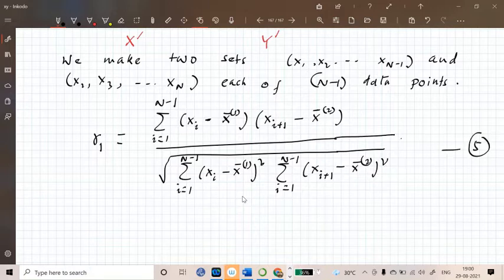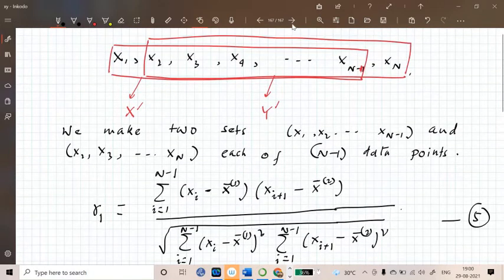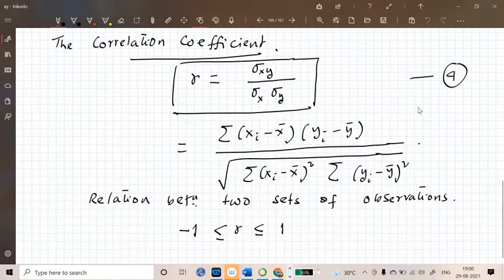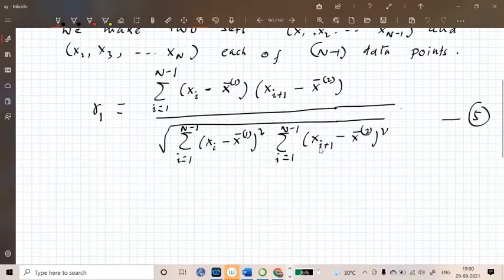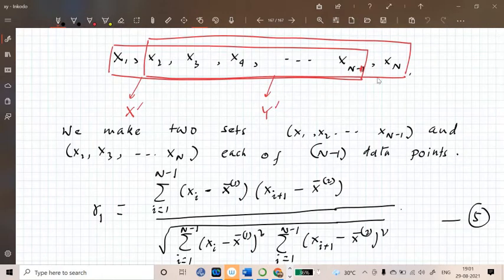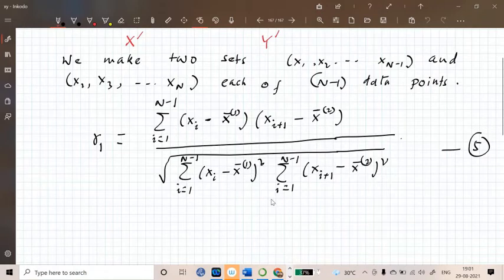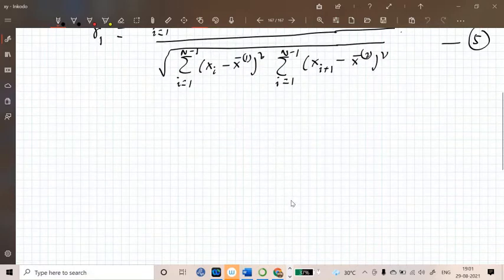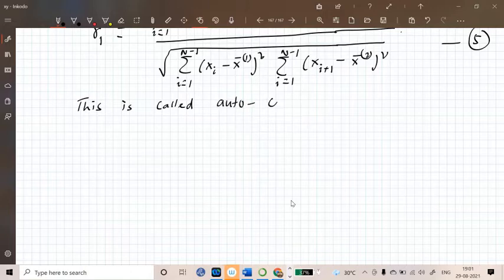So we have just twisted equation number 4 in a slightly different way, because now we are calculating from the same set of random numbers, and we have arrived at this more complicated looking formula, but it follows equation number 4. So this is called the autocorrelation function. Since it is taken from the same set of numbers, it is called autocorrelation. Sometimes it is called a function, sometimes just autocorrelation.